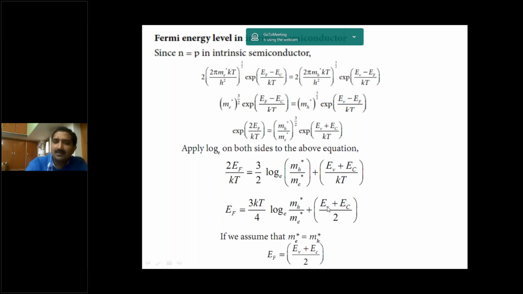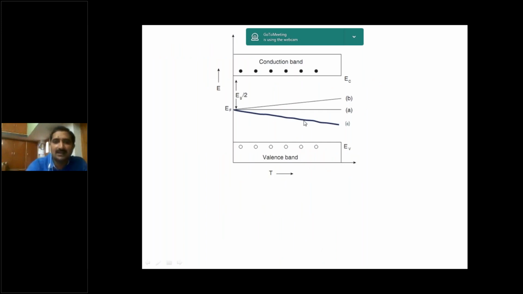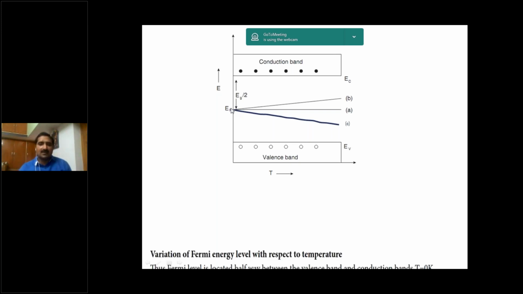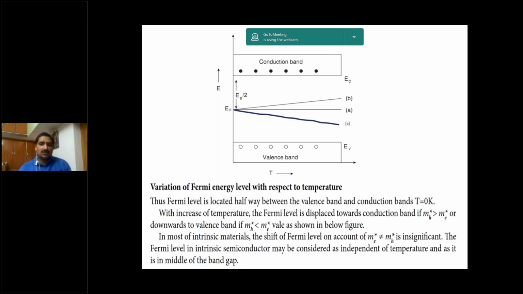What is Ev? The highest energy level of the valency band. What is Ec? The lowest energy level of the conduction band. So the middle of that difference of energy is the band gap. So Ef lies exactly at the center of the energy band gap. So this is the Ef. This can be explained thus: the Fermi level is located halfway between the valency band and the conduction band at T equal to 0 Kelvin.